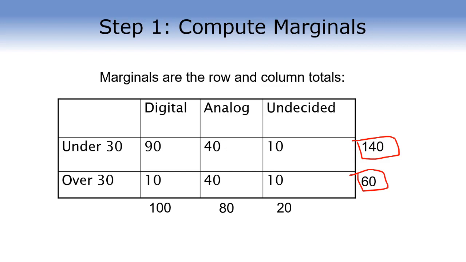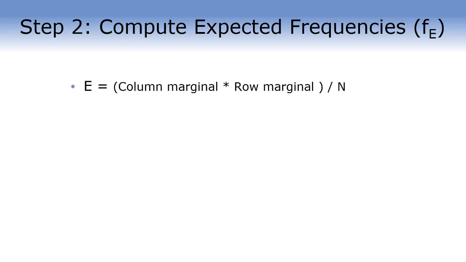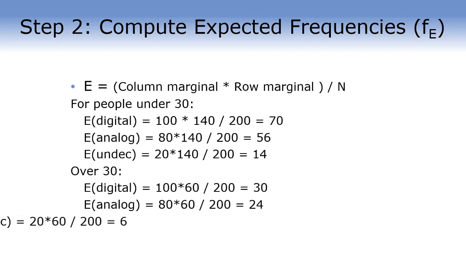Our total number of observations is 200, right? Remember, some students take the 200 from the column and the 200 from the rows and try to add them together to 400. No. Just keep it to the 200, all right? Once you've done that, we have to compute our expected frequencies, right? Remember, it's column times row divided by total. So if we go through here and we do the math for each combination of column, row, and total, this is what you'll find. So these are the expected frequencies for each one of our cells.